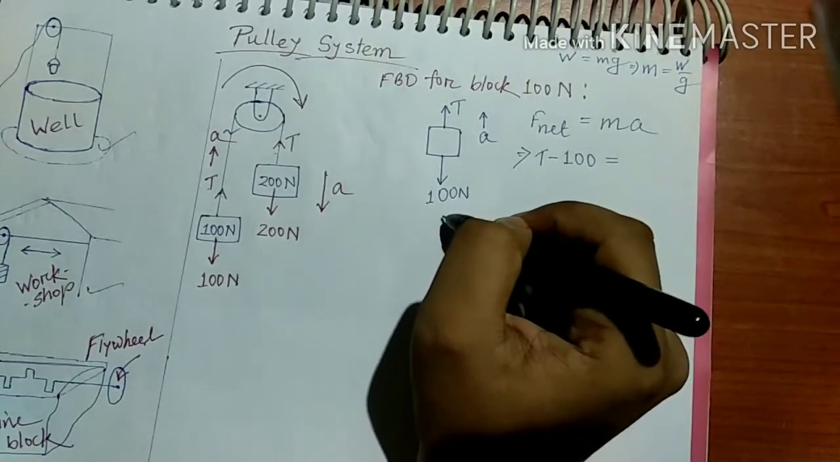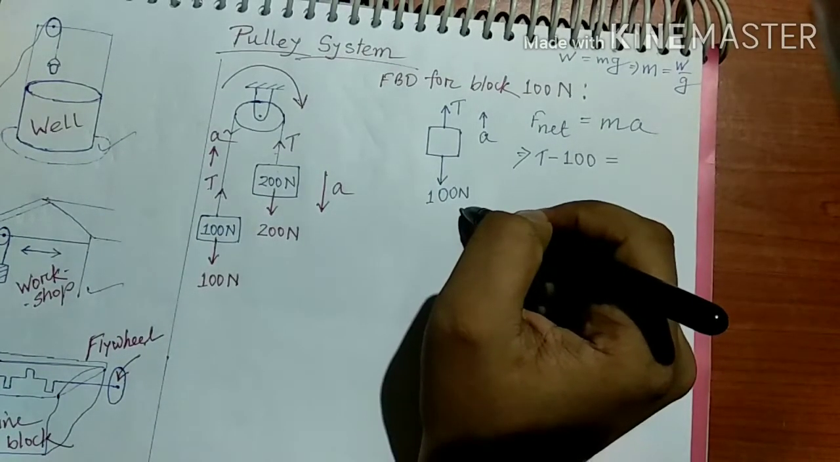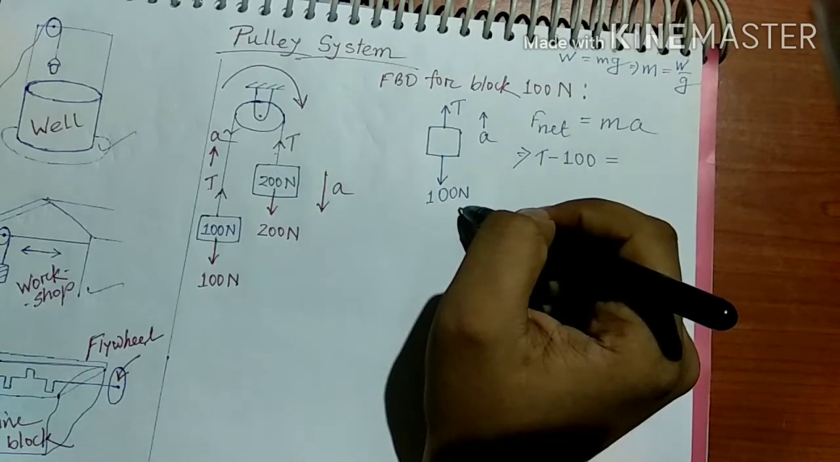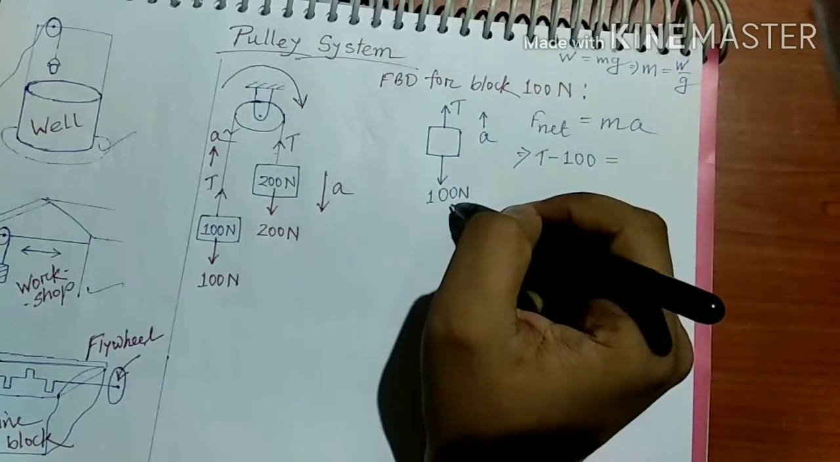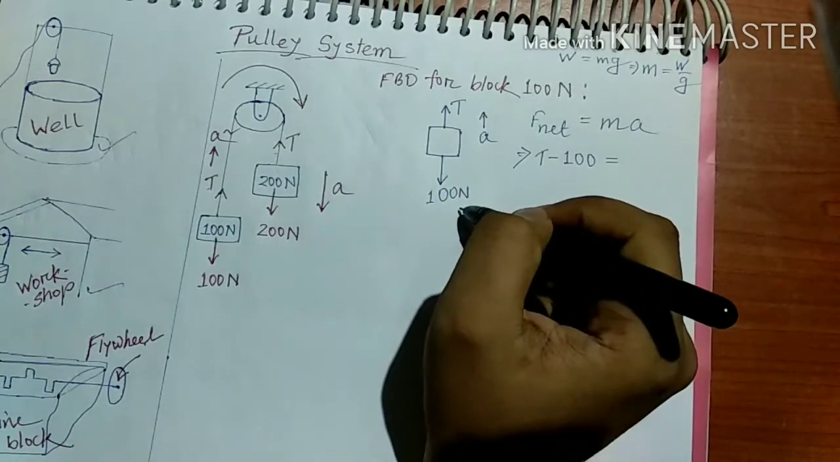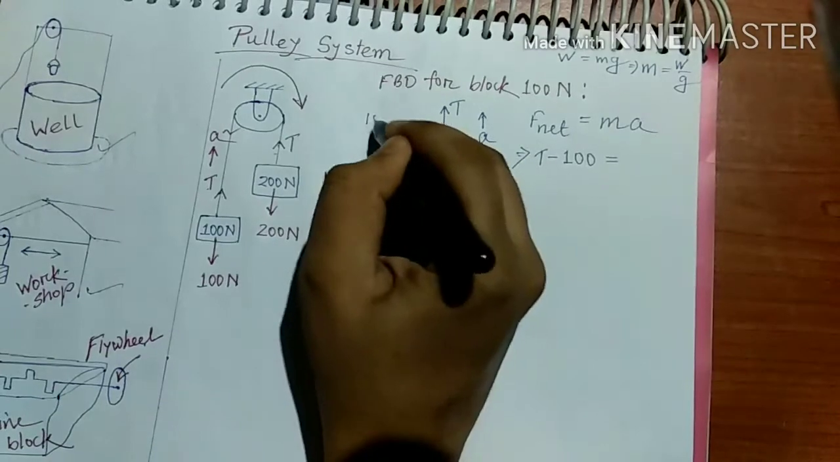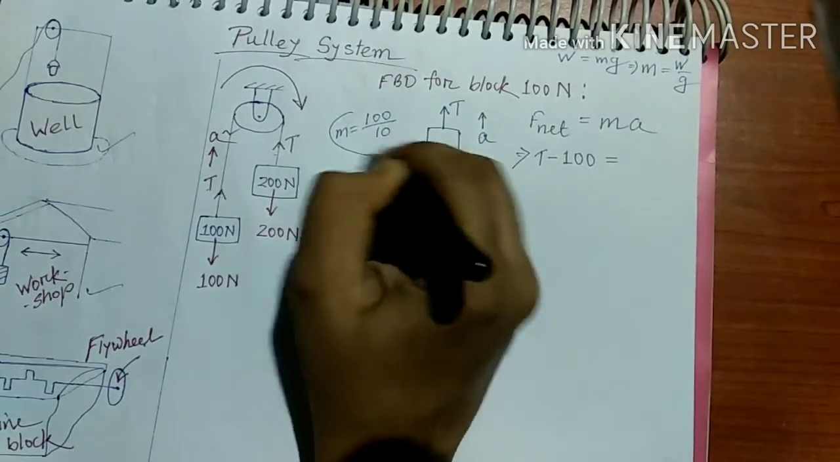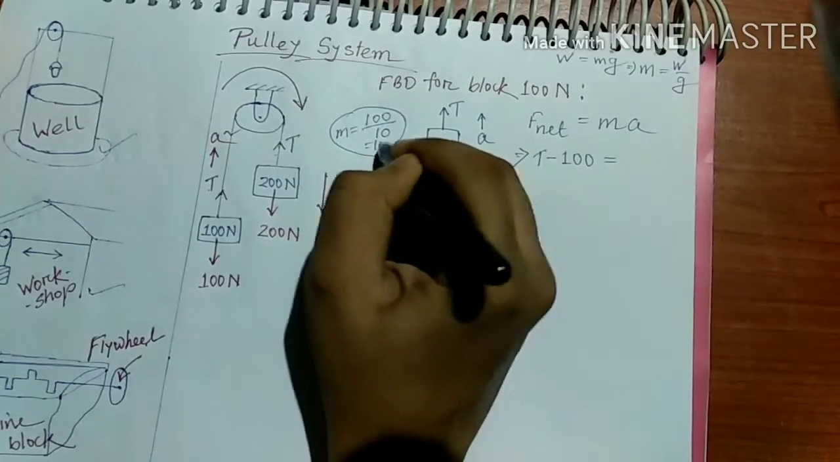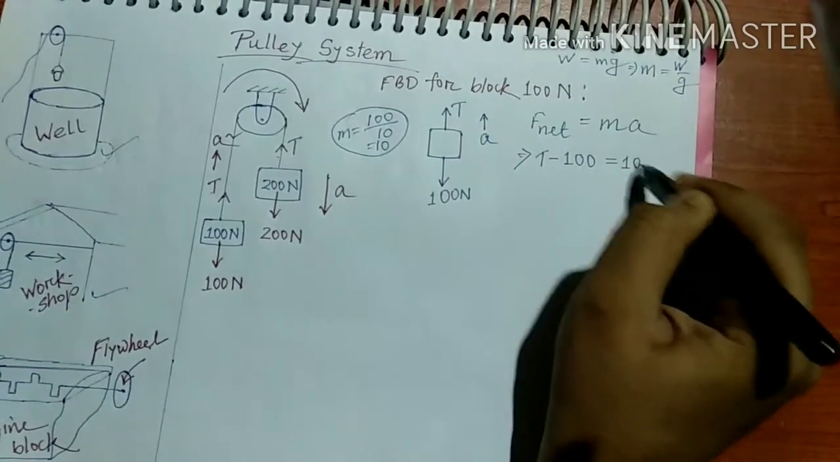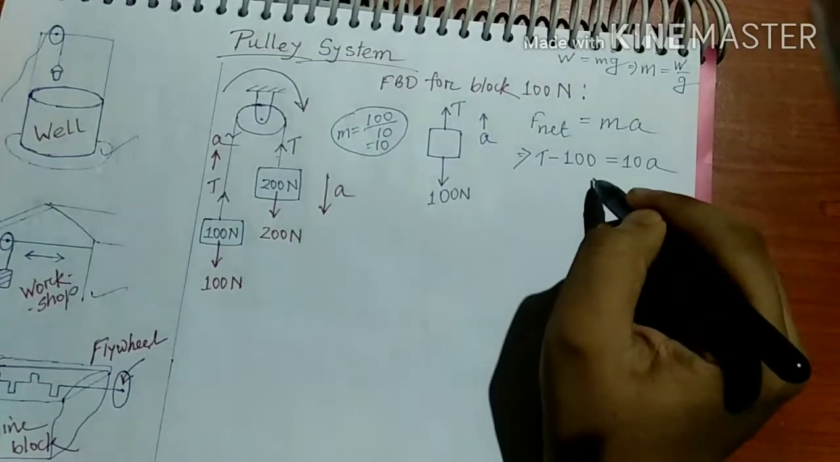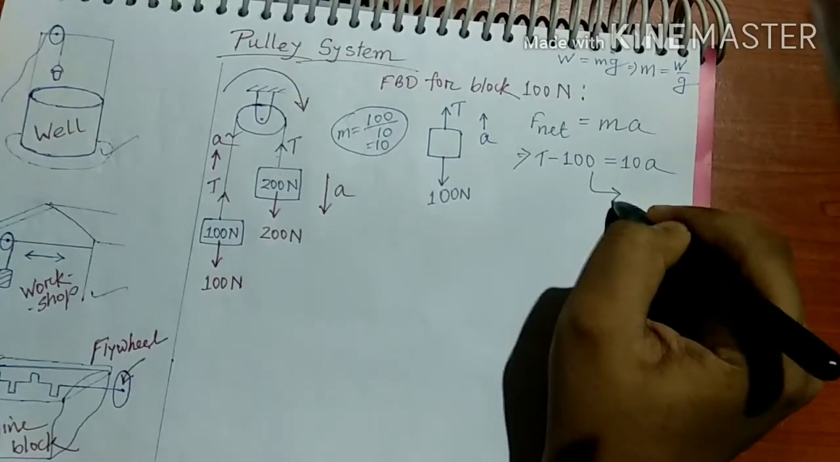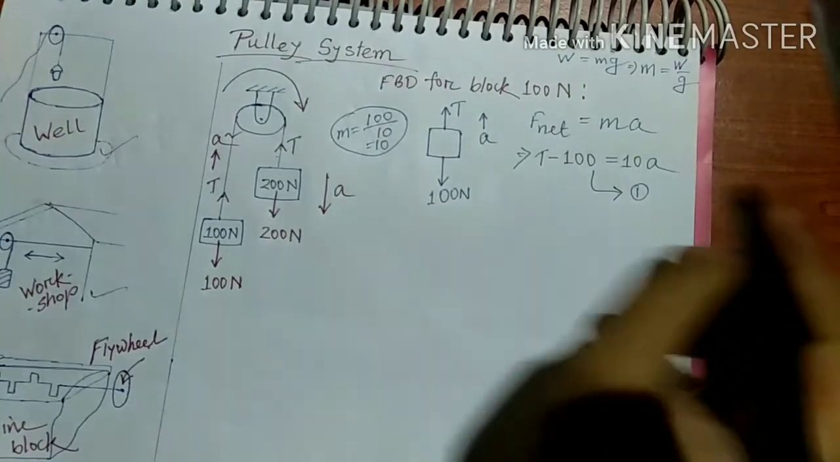If W is 100 Newton, then what will be the mass? Suppose I assume g value is 10 meter per second square, then mass for this block will be 100 divided by 10, right? 100 divided by 10 will be the mass. So this is nothing but 10. So mass is 10, acceleration is a. Let me indicate this equation as equation number 1.